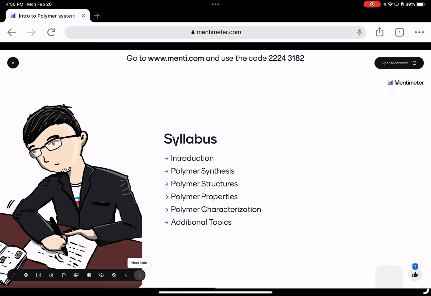And lastly, we're going to have some additional topics. Additional topics means the topic is specific, maybe on advanced polymers, related to semiconductors, or bio-related technology, or other advanced topics. I haven't yet decided for the last one actually. For this one, it's already established in the textbook and the reference, so we can have this discussion.